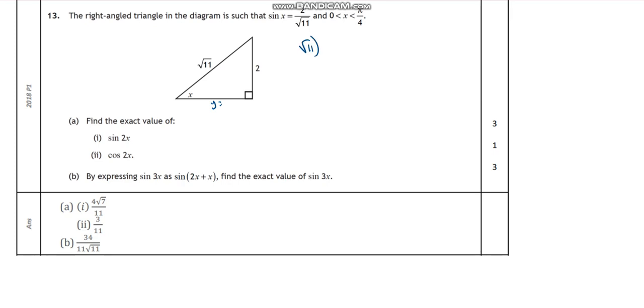So root 11 squared plus 2 squared is going to give me the y squared. So 11 plus 4. Sorry, that's a takeaway, because I know the longest side. So 11 take away 4 is y squared. So y is going to be equal to, what's that? Root 7 then. 11 take away 4, 7, root 7. So this is root 7.